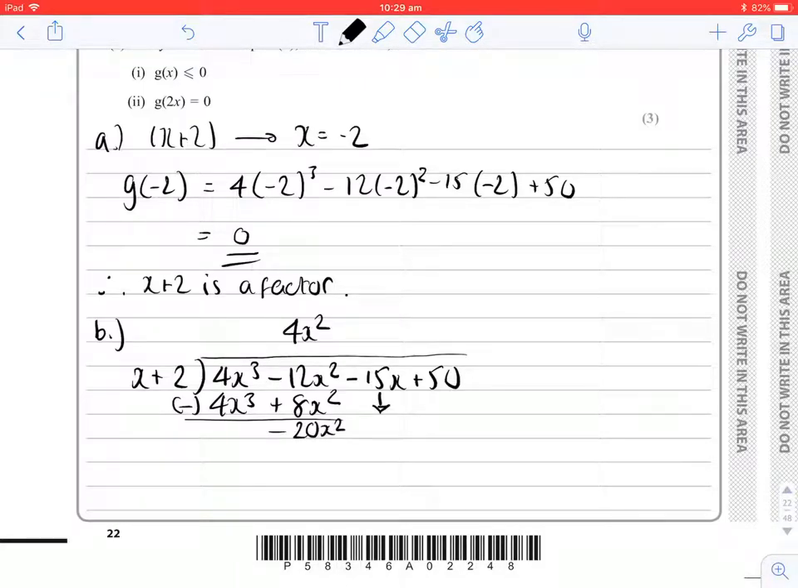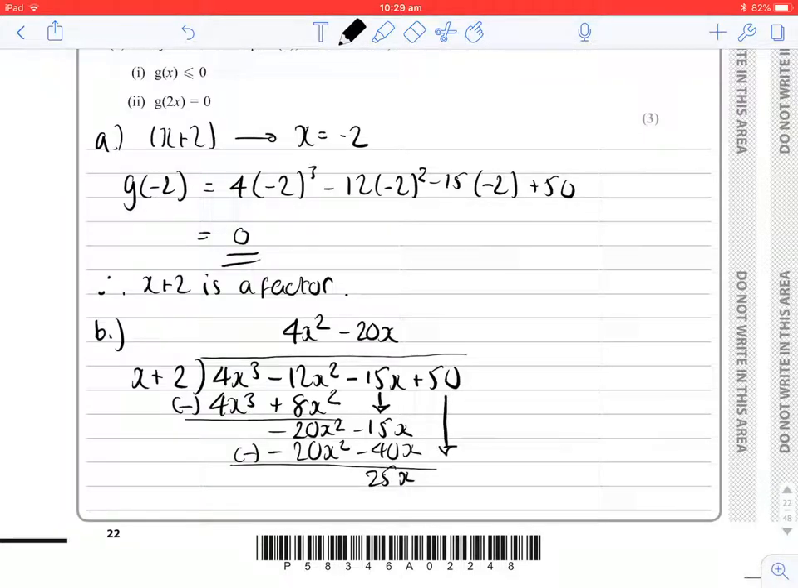And we bring down the next part, minus 15x. The larger power of x on the inside is now here with the minus 20x squared. Minus 20x squared divided by x is minus 20x. Then we've got the multiplication side, so minus 20 times x will give us minus 20x squared. Minus 20x times 2 gives us minus 40x. And this is subtracted. So minus 20x squared minus minus 20x squared is 0. And minus 15x minus minus 40x will give us 25x.